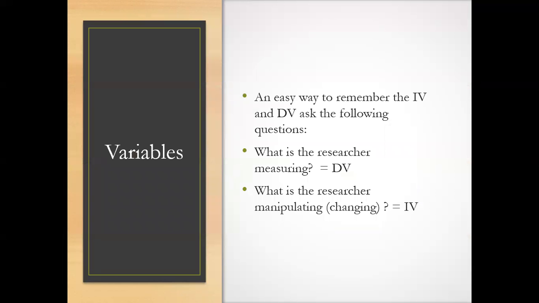Now, when it comes to variables, an easy way to remember the difference between the IV and the DV: what is the researcher measuring? It's the DV. What is the researcher manipulating or changing? It's the IV.